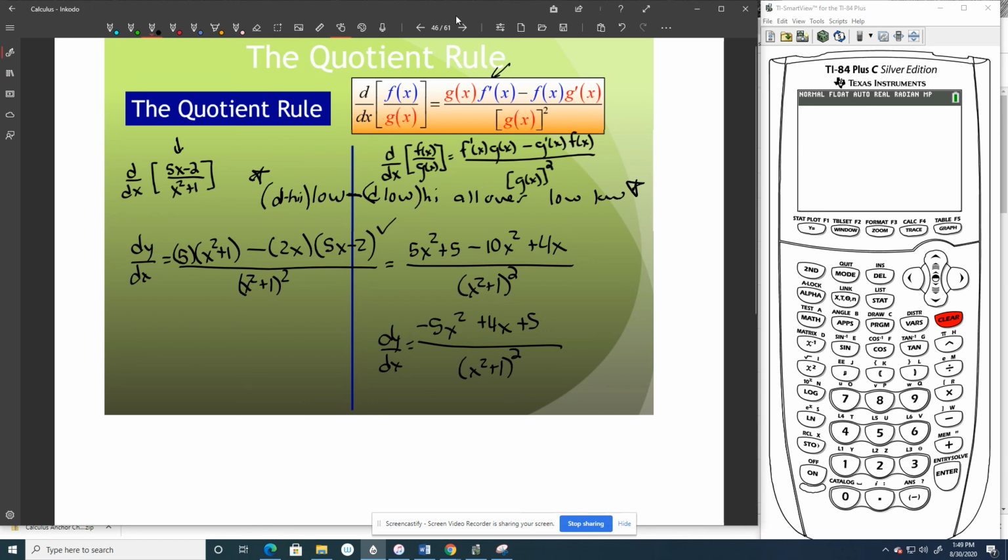Now, I mentioned that you can get rid of the quotient rule by taking that bottom function. So if I take the 5x minus 2 over x squared plus 1, this is just x squared plus 1 to the first power. If I move it to the top, so it's 5x minus 2 multiplied by x squared plus 1 raised to the negative 1, now I have the product rule. I've got this multiplied by this, and sometimes that might be easier than using the quotient rule. It just depends on which form of algebra you want to work with.